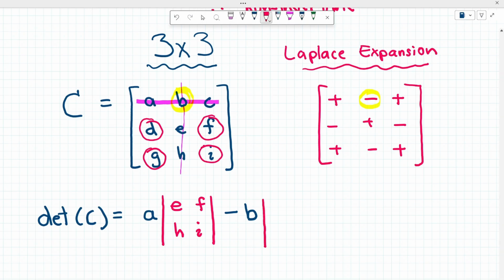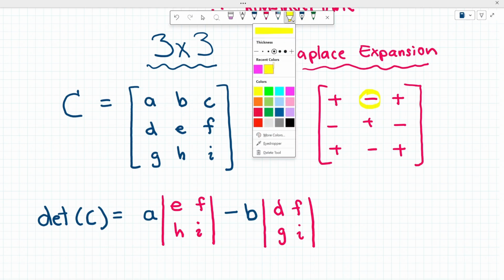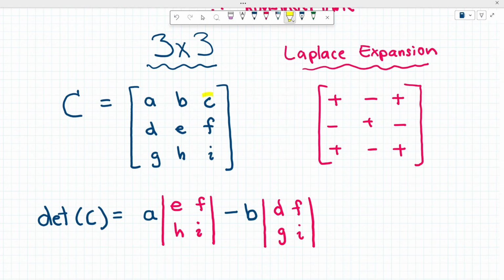So we have B multiplied by the determinant of D, F, G, and I. Okay? Now we're going to repeat this process once more in order to find our last term. Since we're moving along the row, we're now going to look at our final value in the row, which is C, and this has a positive value in the Laplace expansion. So that means we're going to have plus C.